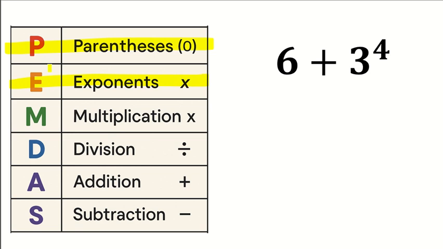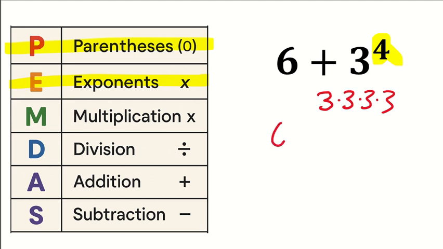Now, because there are no parentheses, we're automatically done with that step. But there's an exponent. Looky there. We have 3 raised to the 4th power. What's to do? Well, we multiply 3 by itself 4 times, because it is in fact raised to the 4th power. Let us do it together. 3 times 3 is 9. 9 times 3 is 27. And 27 times 3 is 81.